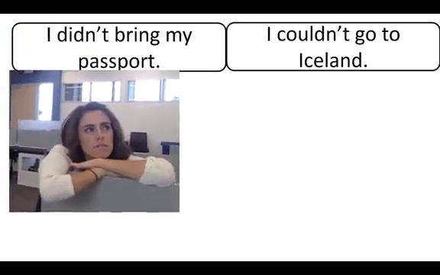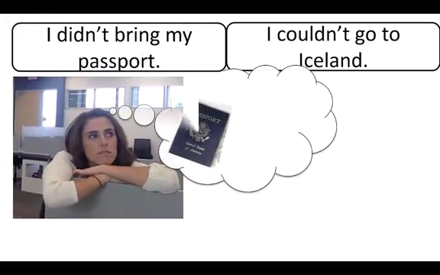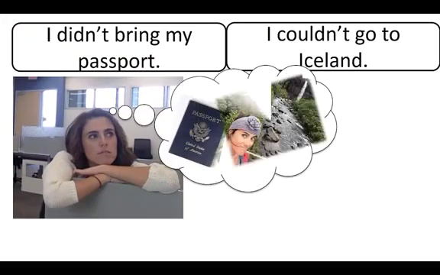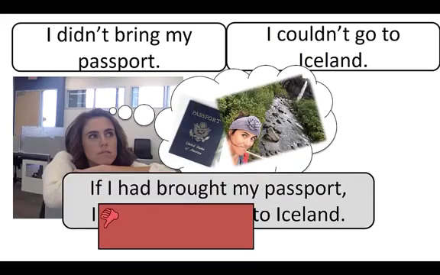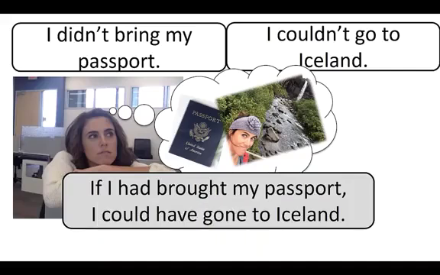You might also remember that I didn't bring my passport, and as a result, I couldn't go to Iceland. But let's imagine a different scenario. Can you fill in the correct verbs? Notice that it is possible to use could instead of would to indicate the possibility of a result or my ability to do something. If you said, if I had brought my passport, I could have gone to Iceland, then you are correct.